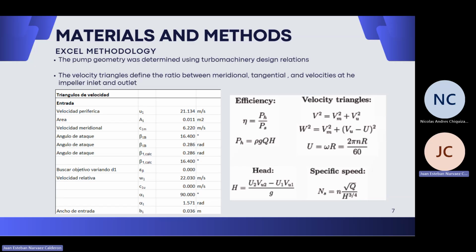For the methodology, we were given a pump designed by Grundfos, and we decided to make it ourselves, doing very small variations with the angles. For this, we used turbomachinery design relations to get all of the values of the velocity triangles, as well as the diameters of both the impeller and the entrance and exits of the volute, using the table you see before you.